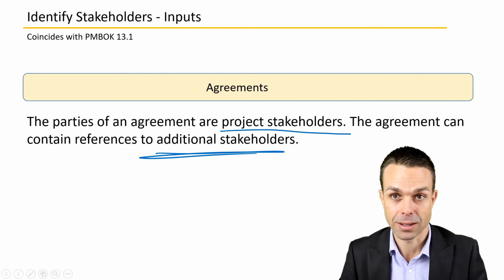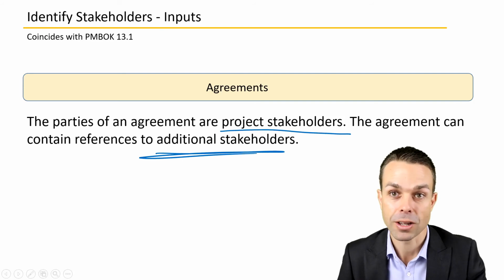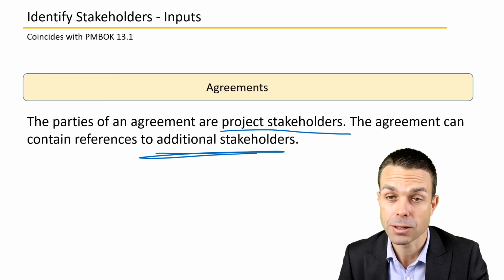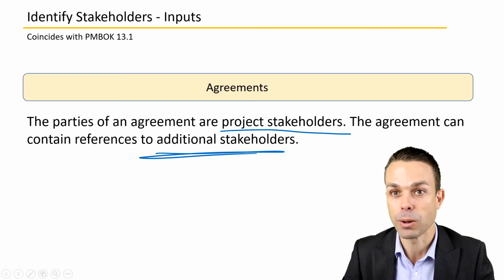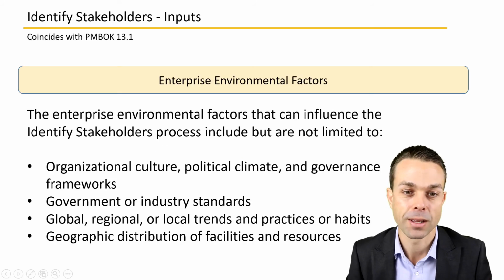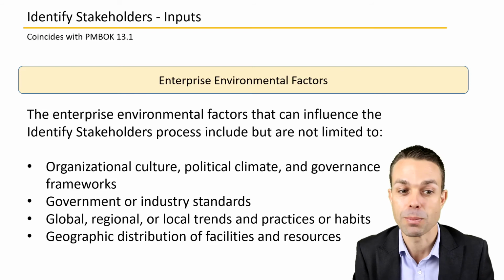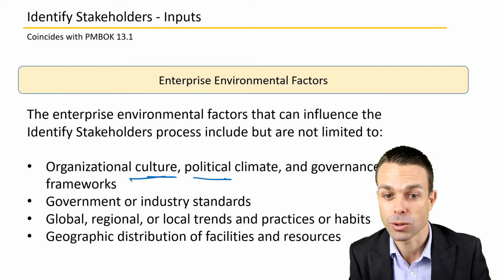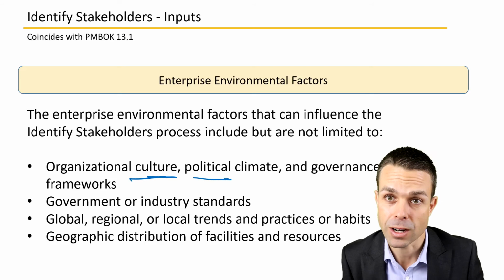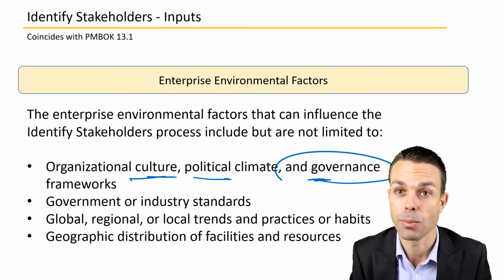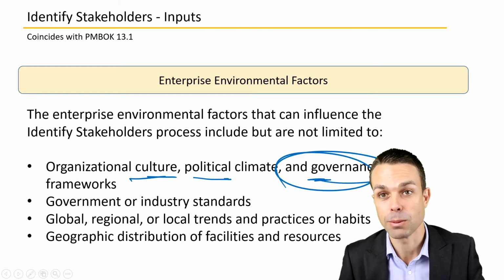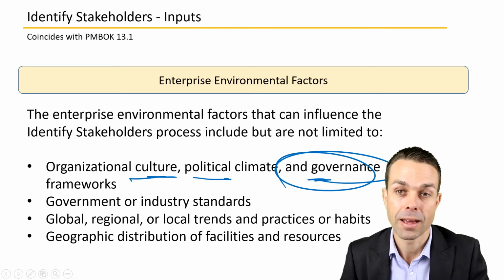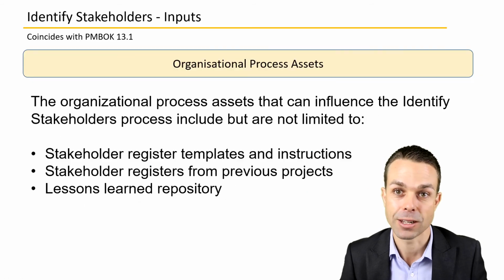So maybe any agreements that have been made with a department to get resources from their department, people working in your project, for example, away from their normal jobs, then that's an agreement that's made, and we need to add stakeholders for that reason. Enterprise environmental factors might be organizational culture or the political climate, or any governance frameworks that are existing that we need to abide by in an organization. And of course, geographic distribution of people. How do we communicate with them? We need to place that information in our stakeholder register.